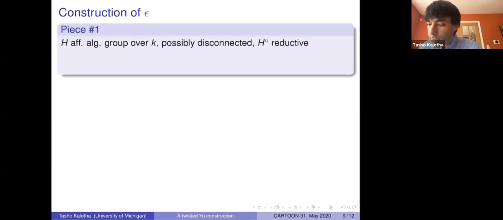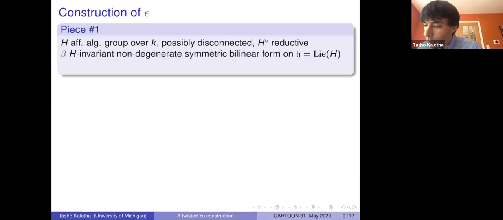The first piece is to take an affine algebraic group over any field whatsoever of odd characteristic. You have to allow that this group is disconnected and its connected component is reductive. For us, K will be a finite field, the residue field. And you take an invariant non-degenerate symmetric bilinear form on the Lie algebra. And then the adjoint action gives you a map from the rational points of H to the rational points of the orthogonal group for that symmetric bilinear form.